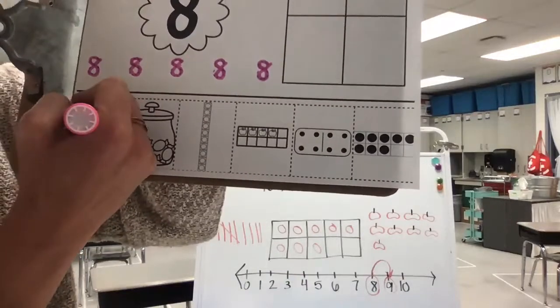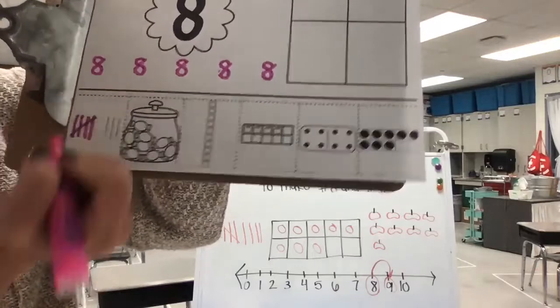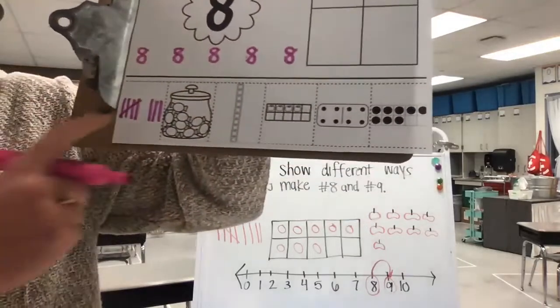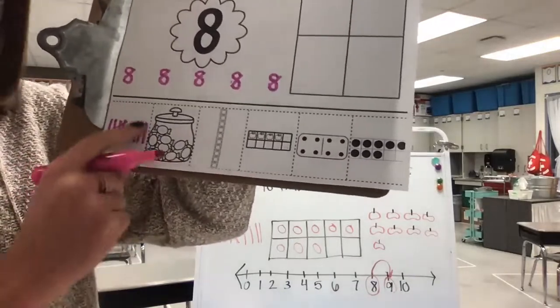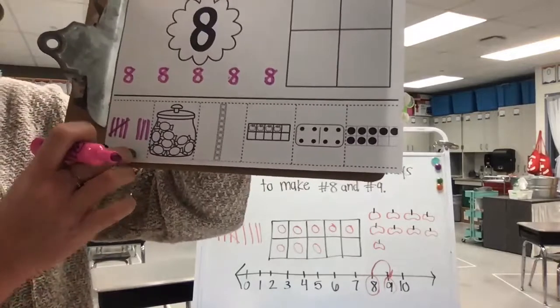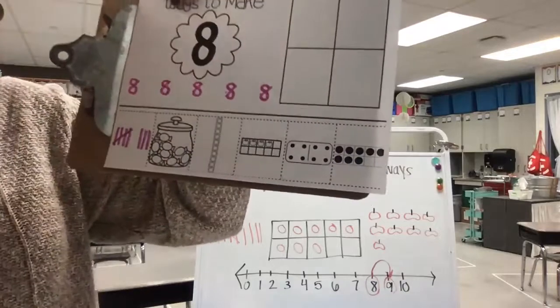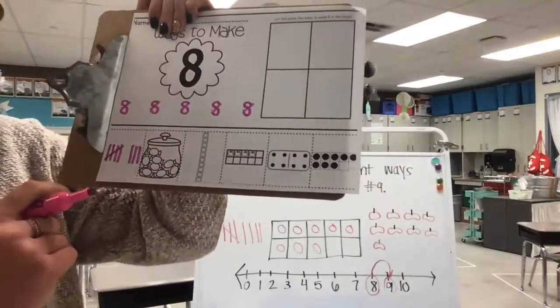Ready? 1, 2, 3, 4, 5, 6, 7, 8. Ooh, so I know this is one way to make 8, showing tally marks. So this is one of the squares in just a moment, not yet, that we'll cut out, and we're going to glue into this box right here to show that this is one of the ways to show 8.